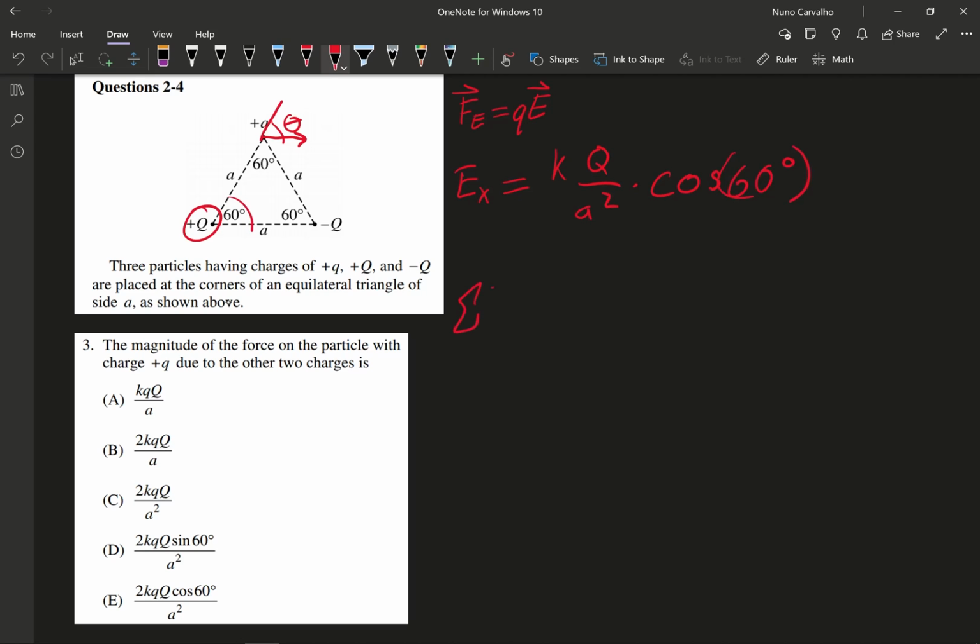And so that means that the total electric field will be actually twice that, because this charge right here will have the exact same electric field in the x component as well. So what we'd be left with here is something that looks like this. And then keep in mind, we are then going to multiply this by q because we actually want the force. So let me sneak a q in there. And then what you'll get is that the answer is E.